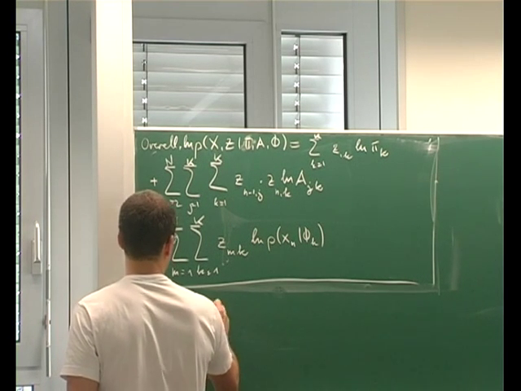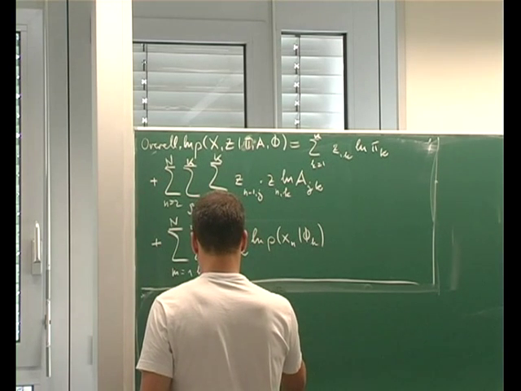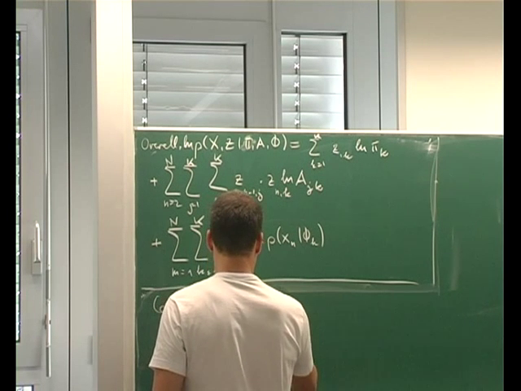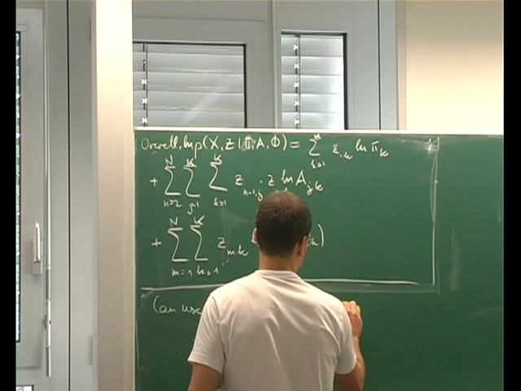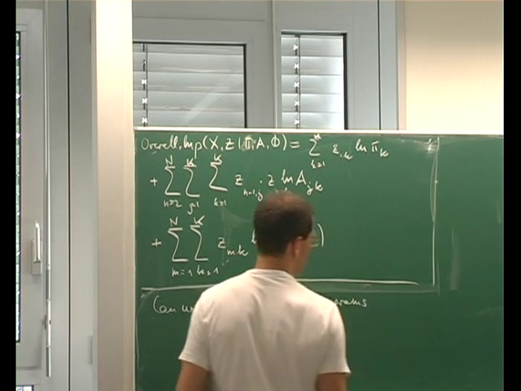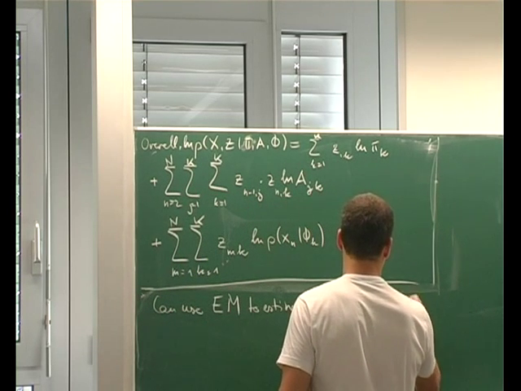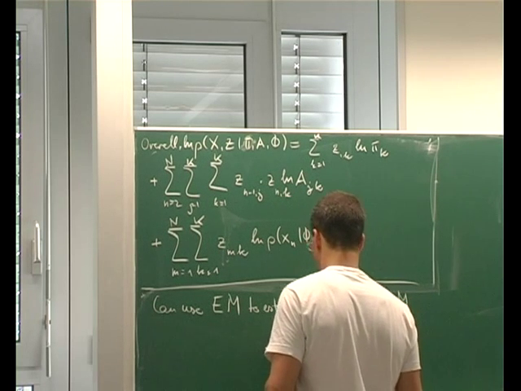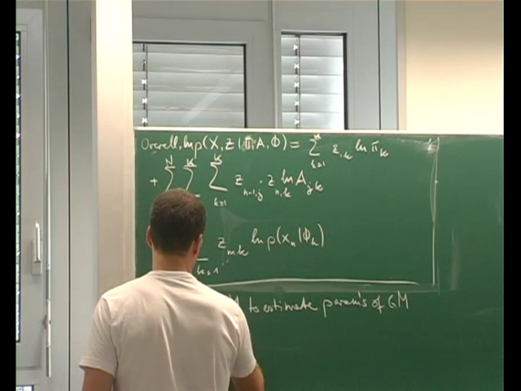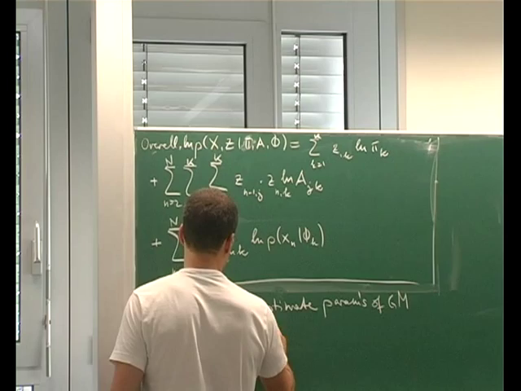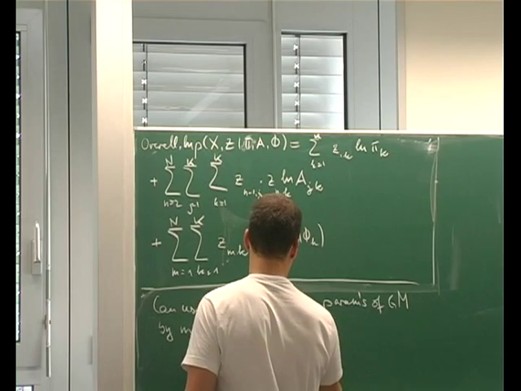So we can use expectation maximization to estimate the parameters, which sometimes amounts to the whole structure of a graphical model, by maximizing the likelihood of the observations that are available.